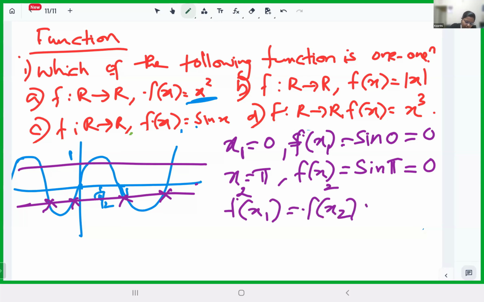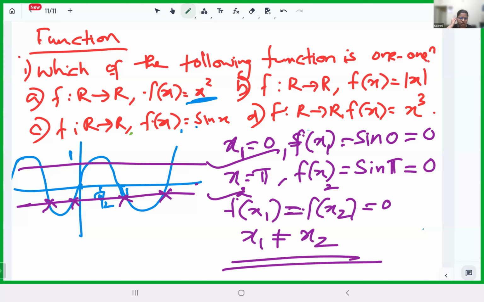But are x1 and x2 equal? They are different, x1 not equal to x2. So what can you say? It is not 1, 1. So sin x is also not 1, 1.